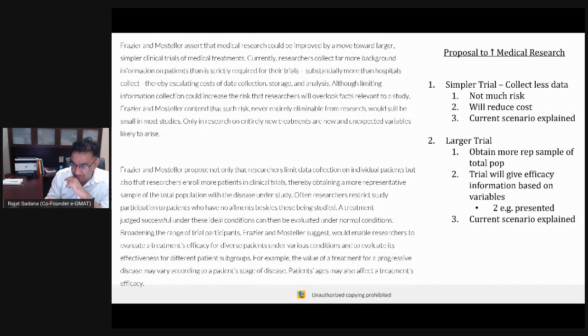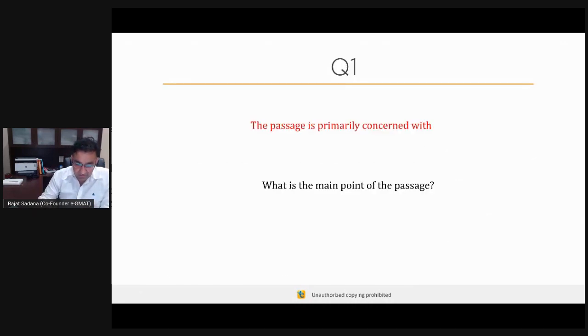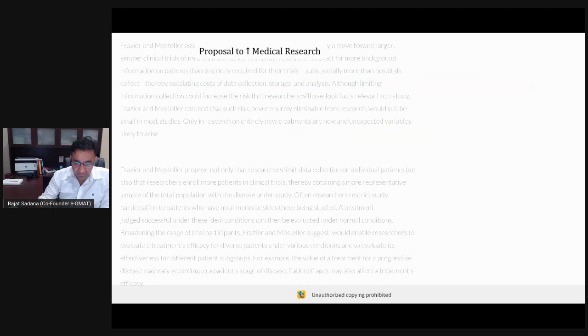If you look at the main point, what's going on? Two proposals are described. One is to collect less data. The second is to obtain a larger trial, to obtain a more representative group of people to join the trial. Let's get to the first question, which is the main point of the passage.